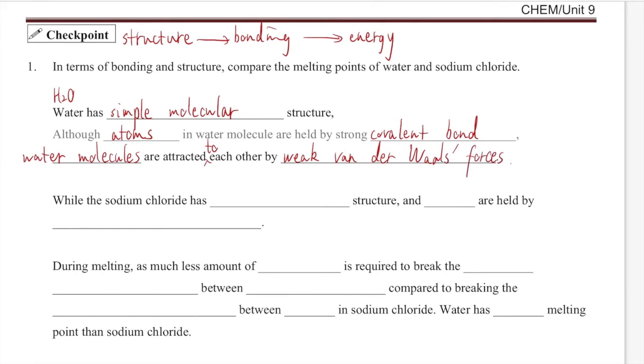Okay, and then to do comparison, we're going to describe the structure and the bonding for sodium chloride as well. Sodium chloride, NaCl, is combining a metal with a non-metal, so it would adopt the giant ionic structure. Okay, and ions are held together by strong ionic bonds. So we've done with these two parts. We have named the structure and we have described the bonding.